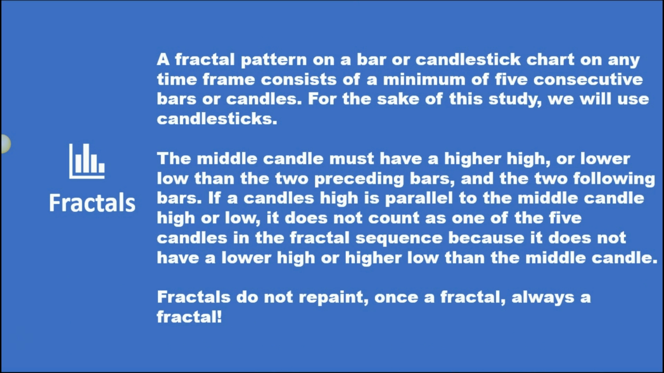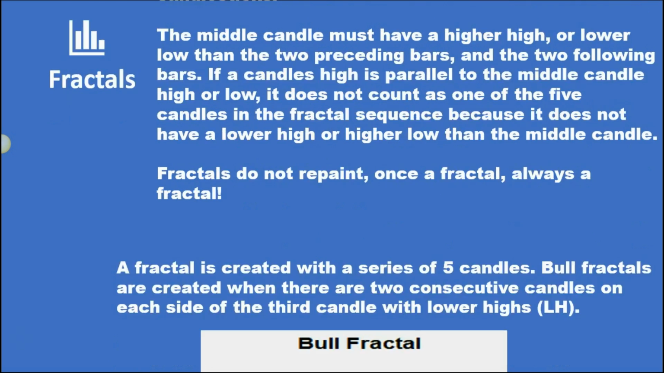A fractal pattern on a bar or candle chart on any time frame consists of a minimum of 5 candles or bars. So for the sake of this study, we're going to be using candlesticks. The middle candle must have a higher high or lower low than the 2 preceding bars and the 2 following bars. If a candle's high is parallel to the middle candle high or low, it does not count as one of the 5 candles in the fractal sequence because it does not have a lower high or higher low than the middle candle. Fractals do not repaint. Once a fractal, always a fractal.